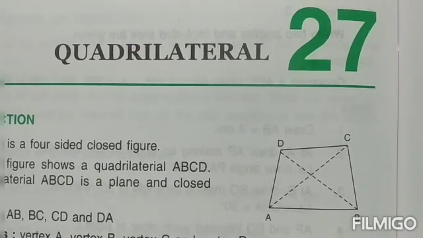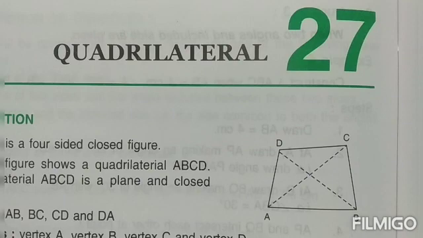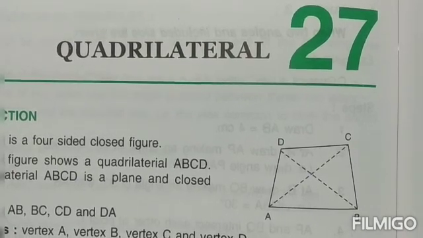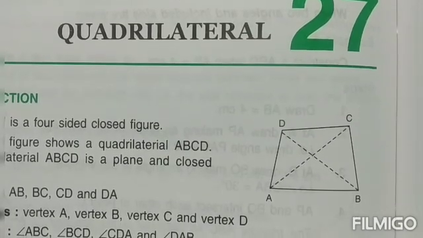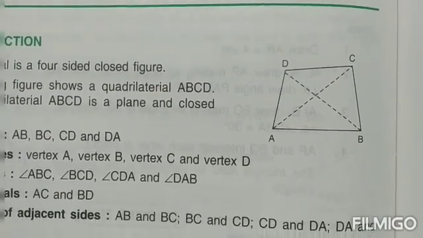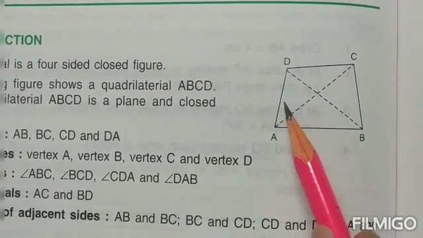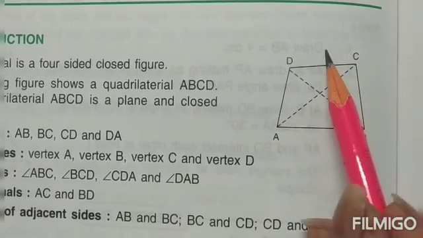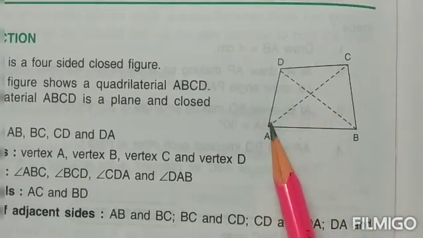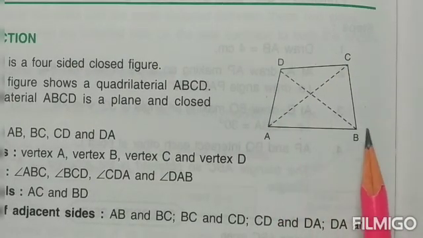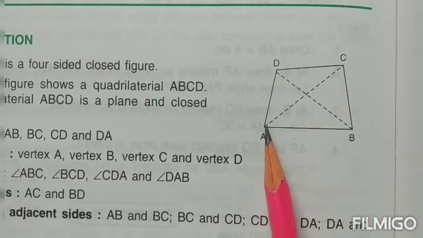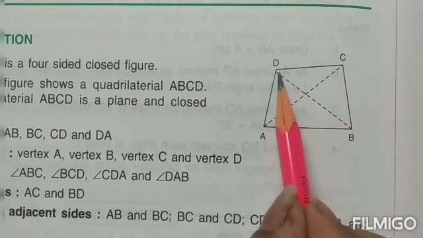So children, let's begin with a new chapter in maths today, and that is chapter number 27, quadrilaterals. Now quadrilateral children, in the last video I had told you about triangles. In this video I am telling you about a four-sided figure children, which is known as a quadrilateral. As you can look at this figure children, it is a four-sided figure. That means it has four sides. And it has how many vertex? 1, 2, 3 and 4. So it has four sides as well as four vertex.